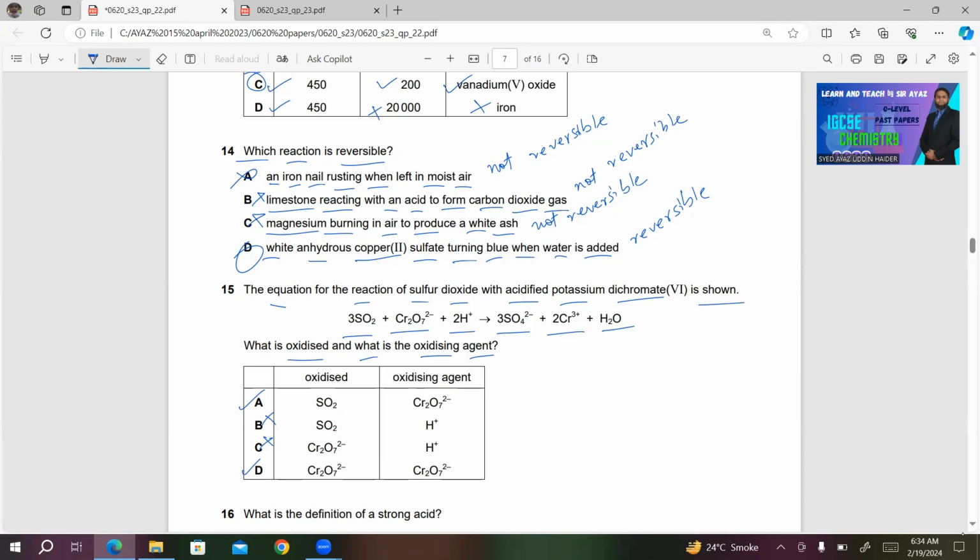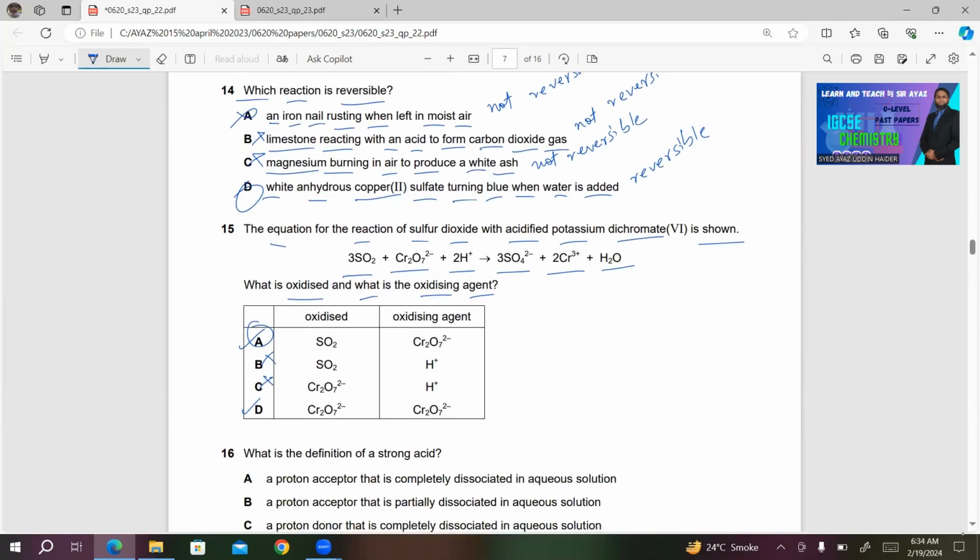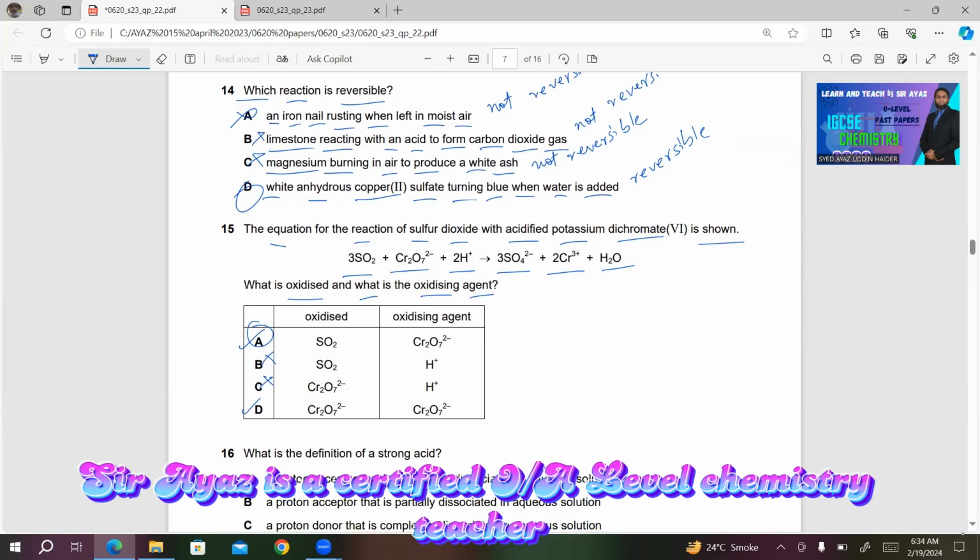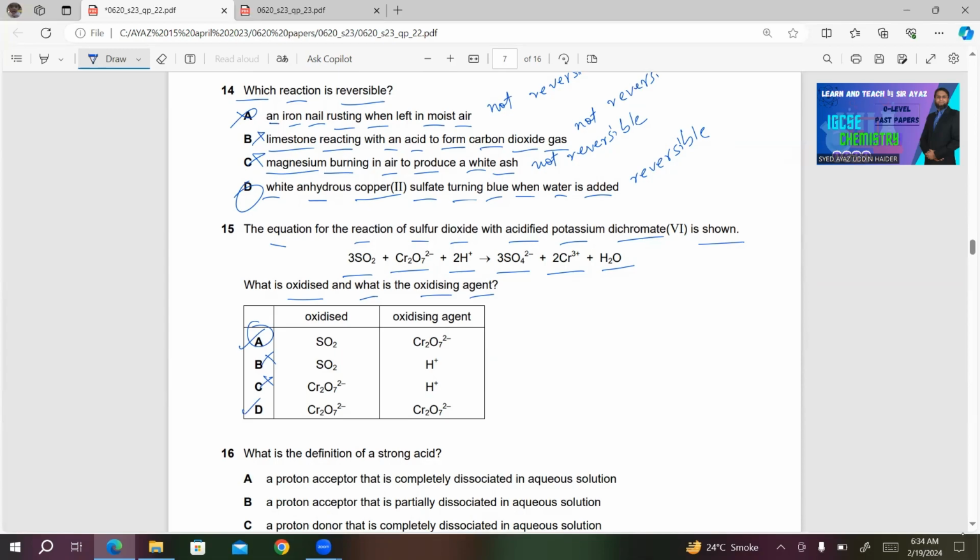So what is oxidized in this reaction? If you look at this equation, SO2 is oxidized, not Cr2O7. So obviously A will be the right answer in this case. If you want to further work on this question, you need to calculate the oxidation numbers of the atoms on S and O2. Then you will be able to know which is oxidized and which is reduced.